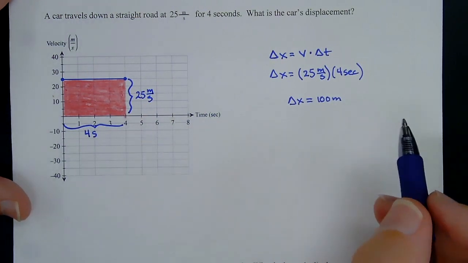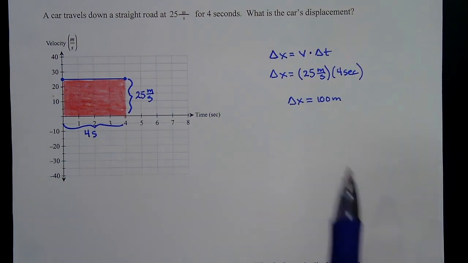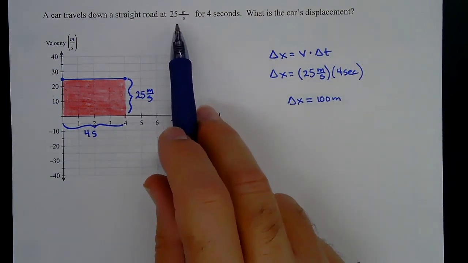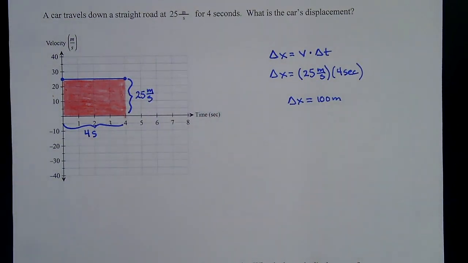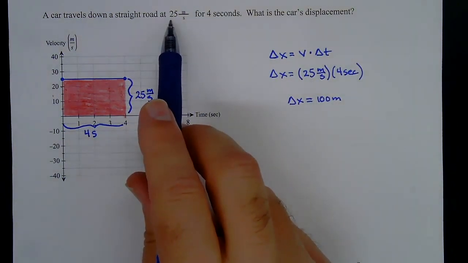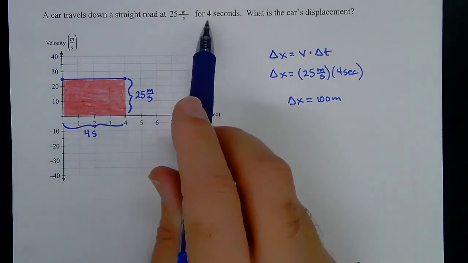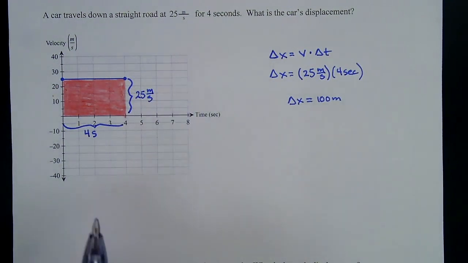So what happens if we have different velocities? Let's take a look. What would happen if we had a negative velocity? Now I should say this is a positive velocity. If we're talking about straight line movement, going left and right, then this means we were traveling in the positive direction, to the right, at 25 meters per second, and we did that for 4 seconds, which means we went to the right 100 meters.